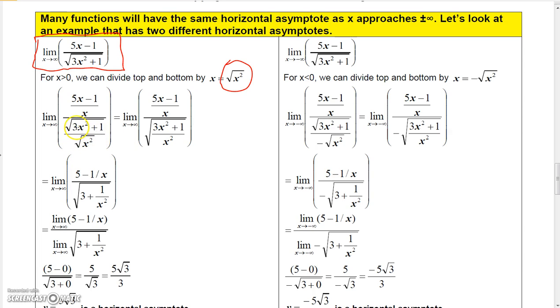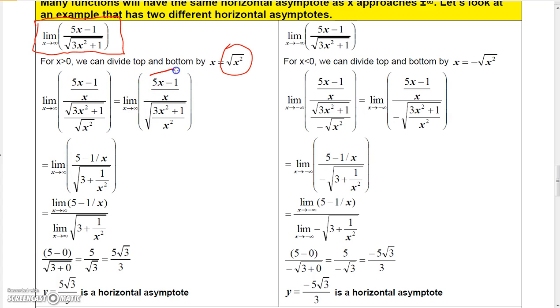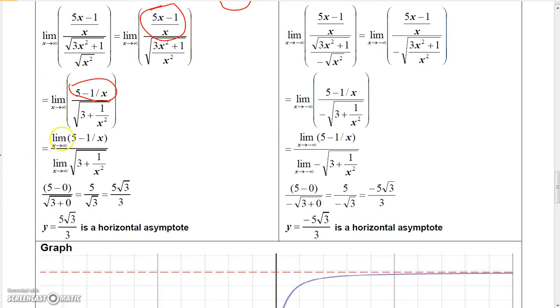Now, when you divide this, you can rewrite this as a single radical here, and then this fraction can be written as 5 minus 1 over x. And then this radical, if you simplify this, you can write that as the square root of 3 plus 1 over x squared. Well, this limit is the limit of the top over the limit of the bottom.